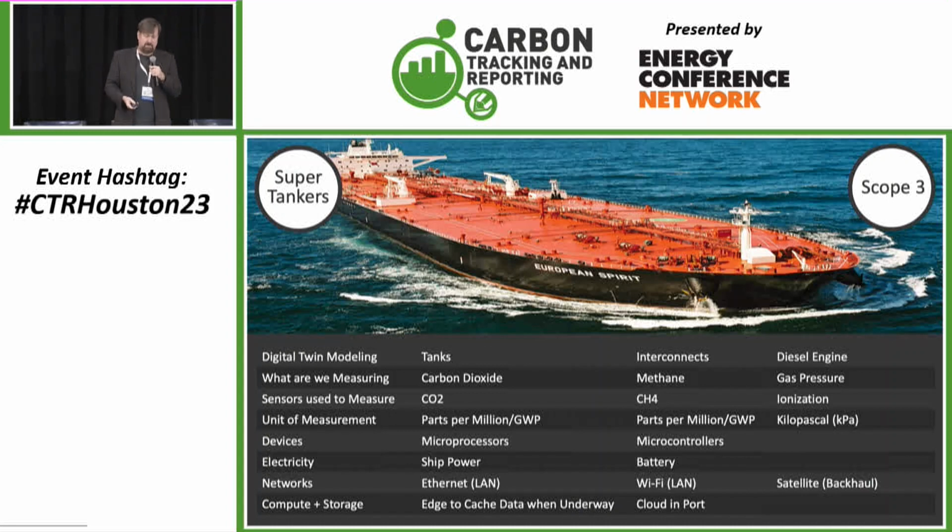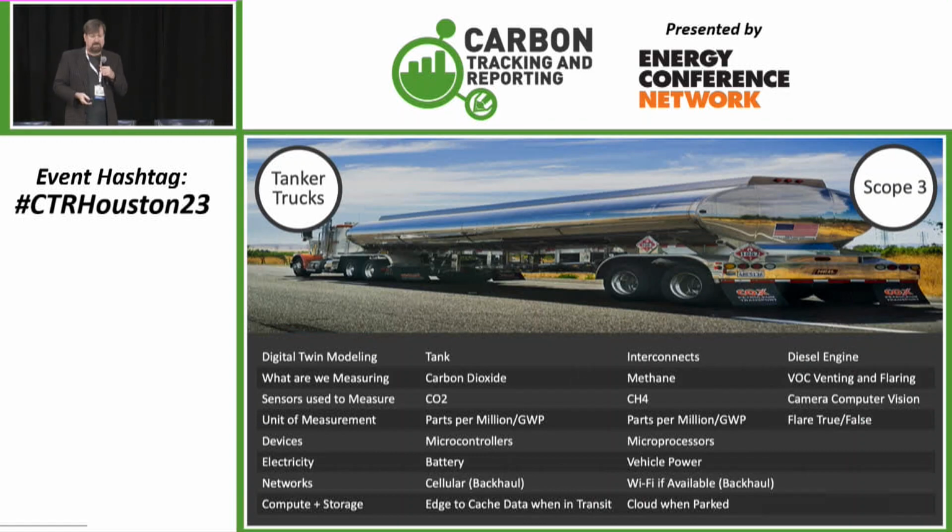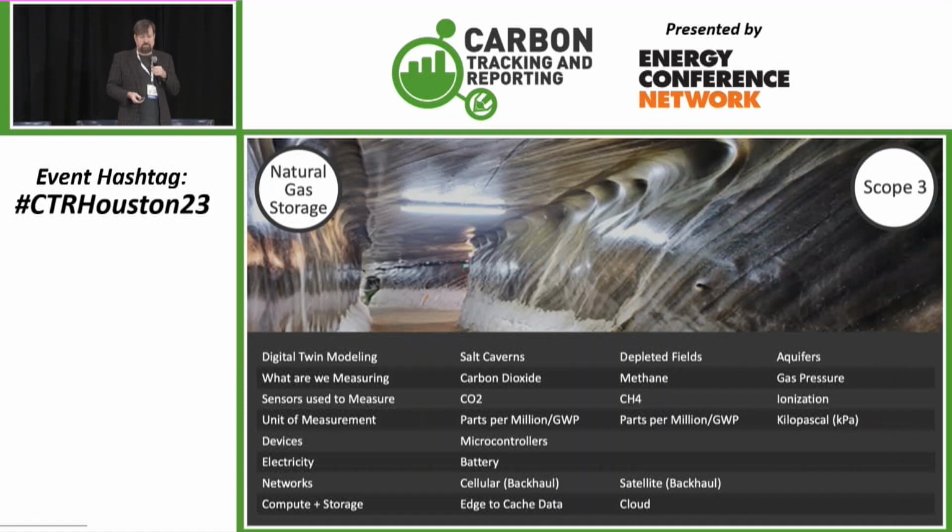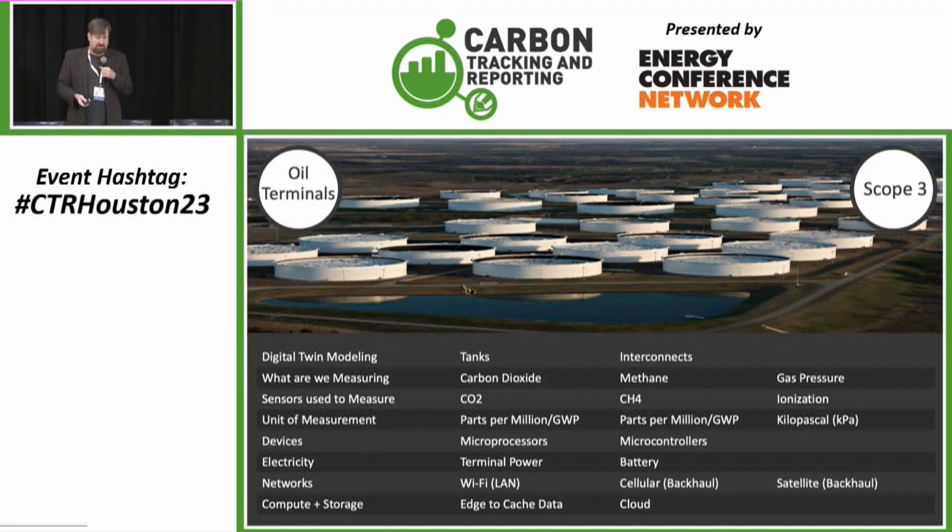Super tankers, probably gonna be, well, we'll see. Could be Ethernet throughout the whole thing, could be Wi-Fi. You could do LoRa and hop around just for all the compartments on the ship. But then most of the time, you're gonna be using satellite backhaul until you're in port. Tanker trucks, again, probably cellular most of the time if you're on main highways. If you're putting things in an aquifer, a salt dome, things like that, again, it's gonna be battery powered, probably cellular or satellite. Oil terminals, similar. Depends, they may have electricity right there, they may not, but you'll be doing that.